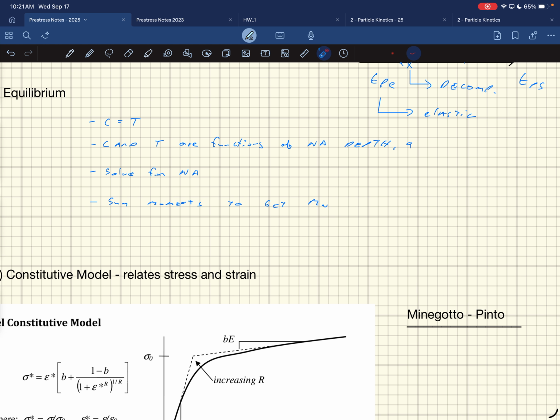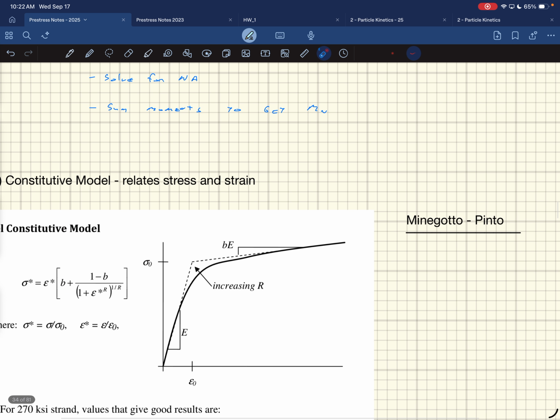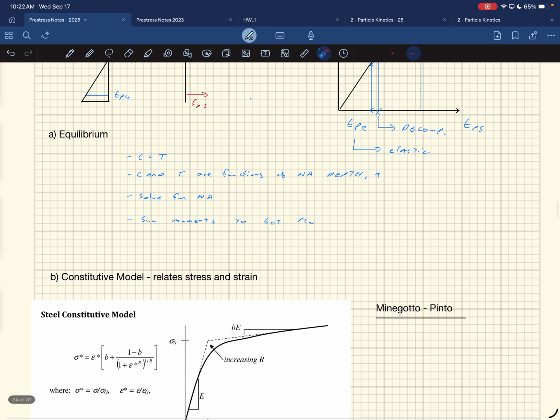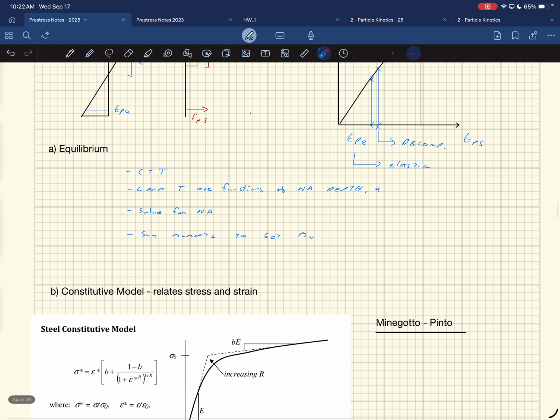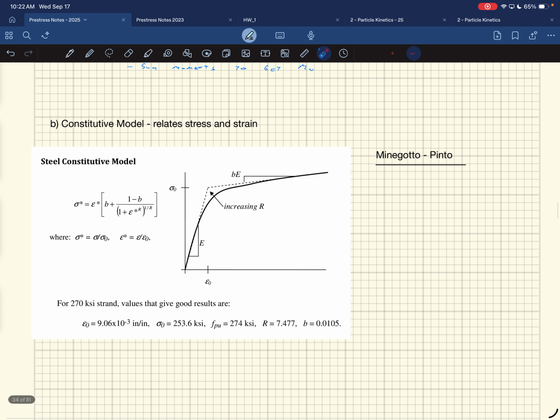Another way you could do it is plot C and T and see where they cross each other, and right where they cross, that gives you the neutral axis. Anyways, there's different ways to do it. Same idea. It's just now instead of fps being equal to E times epsilon ps, which is what you did in Structures 2, you have to have an equation that relates the two together.